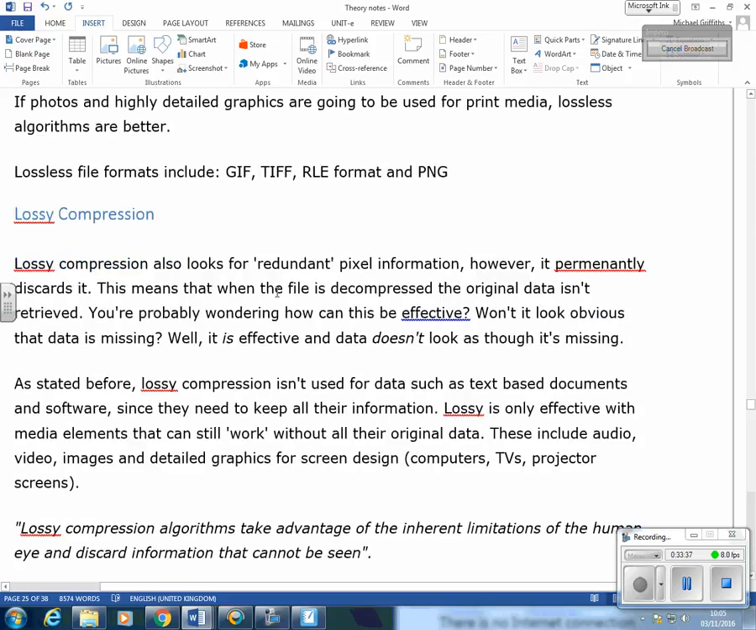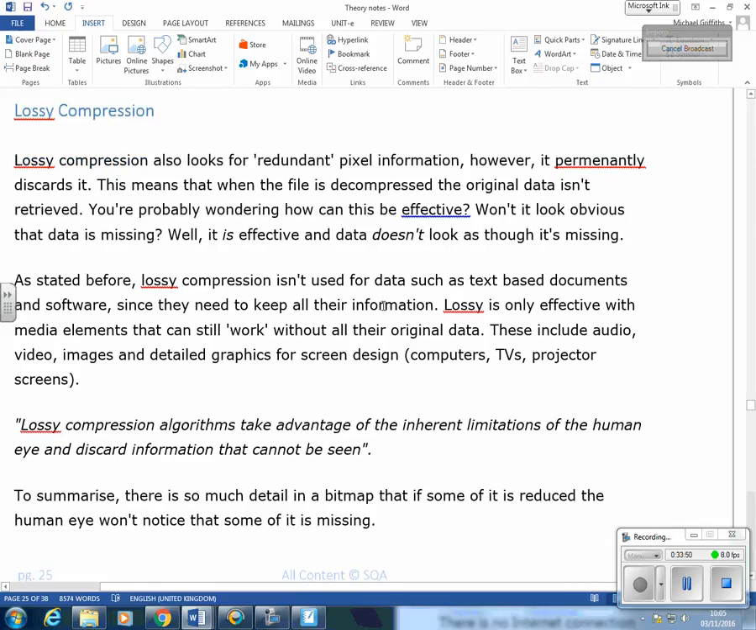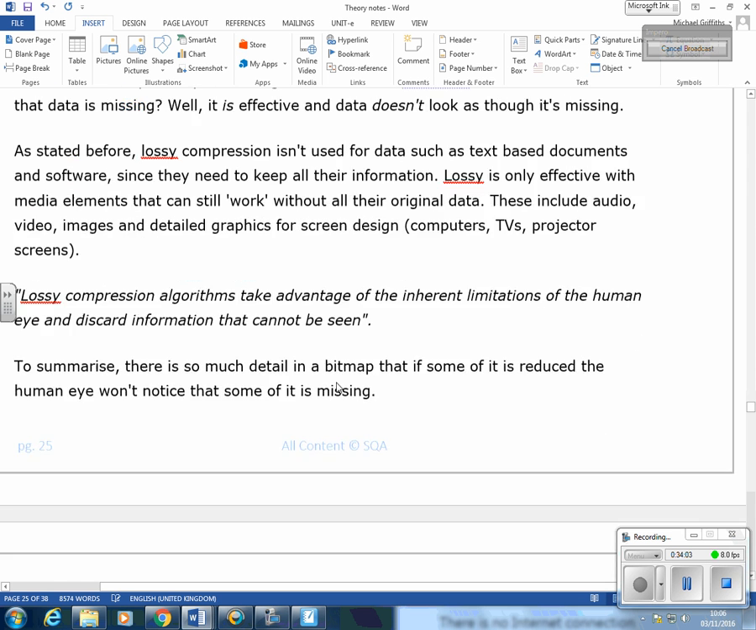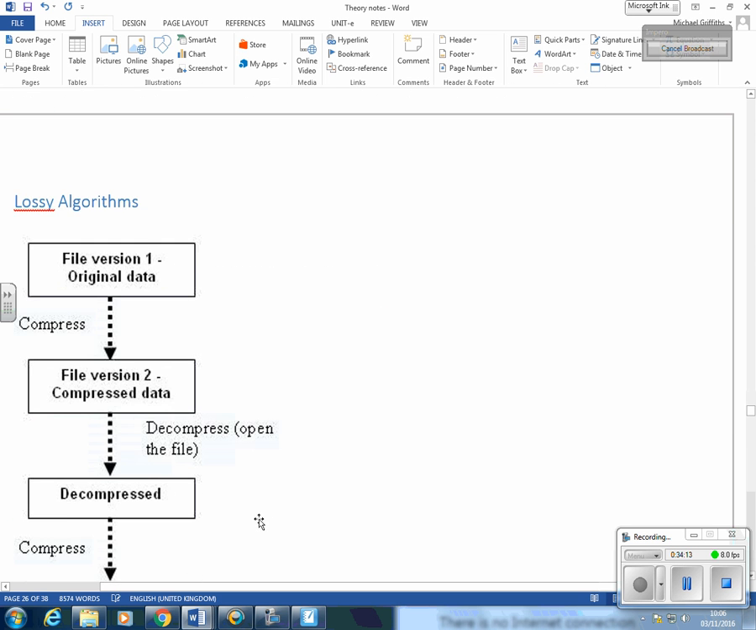Lossy compression, right? MP3 uses lossy compression as well. Anything that it thinks is undetectable to the human ear, it will just bin it. Okay? We'll chuck it away. Lossy is only effective for media elements that can still work or still look good without the data, right? Because there's no point in it binning data that's going to affect how the actual final product looks. So lossy compression, as much as it loses information, not detectable to the human eye, or in MP3's case, the human ear. That's the plan.